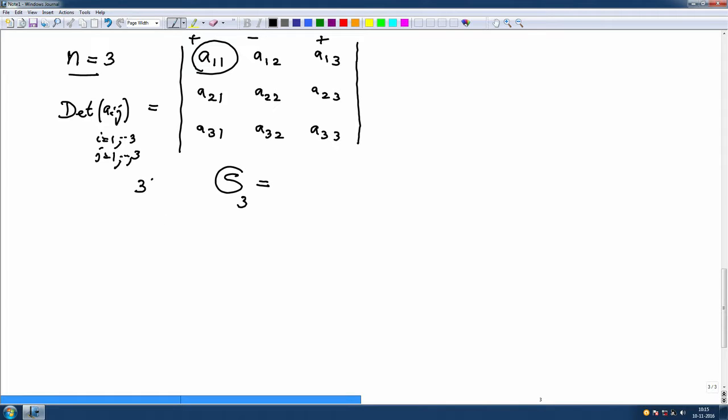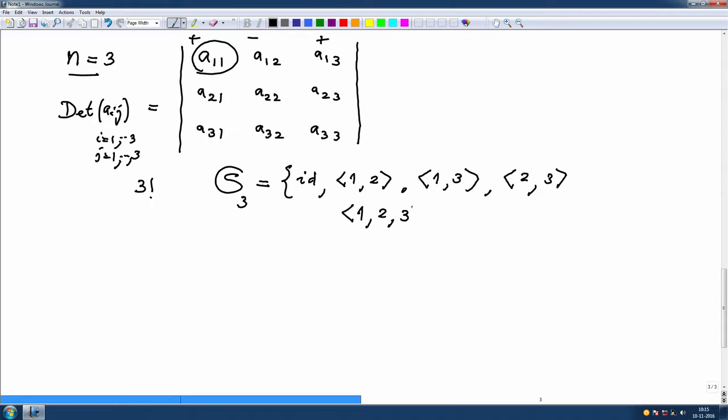3 factorial is the order of S3, and we can write down the elements of S3. One of them is the identity, then you write down the transpositions: 1 goes to 2, 2 goes to 1 and 3 is fixed. Another transposition, 1 goes to 3, 3 goes to 1, 2 is fixed. Then another transposition, 2, 3. These are the transpositions. Now come the 3-cycles, and there are two of them: 1 goes to 2, 2 goes to 3 and 3 goes back to 1, and then 1, 3, 2.